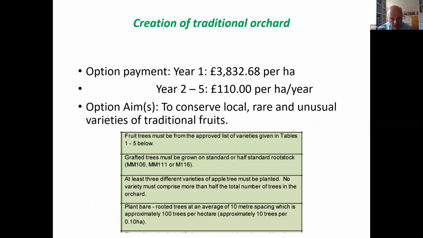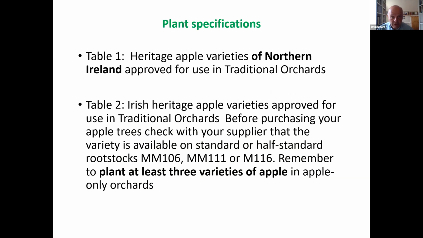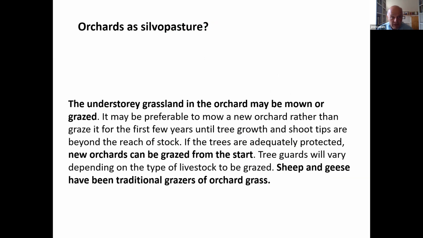It says there at least 3 different varieties of apple trees must be planted, more than half planted bare root, and approximately 100 trees per hectare, for you to get that particular payment. It gives 2 tables, which show it's very much focused on the local interest, heritage apple varieties of Northern Ireland, and also using particular rootstocks that are recommended for traditional orchards.